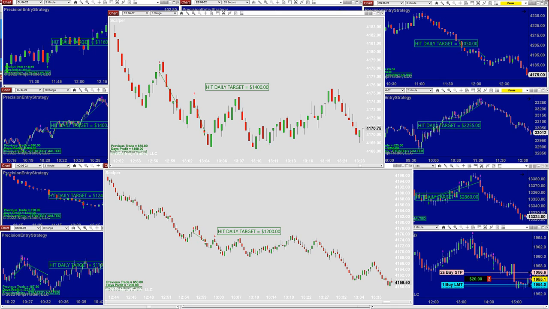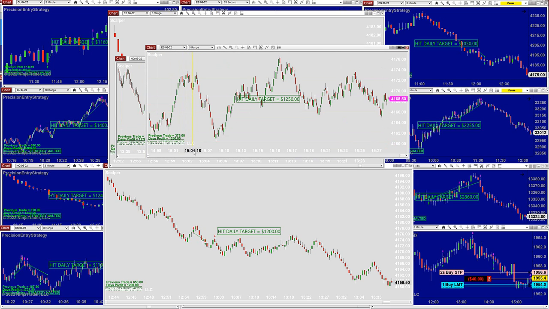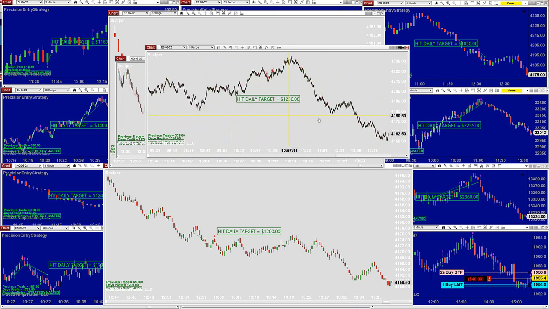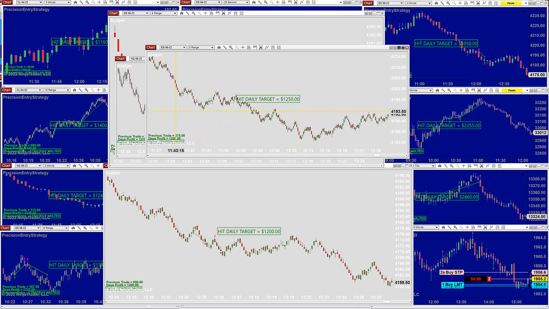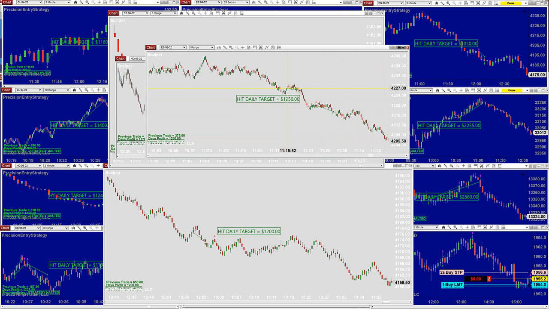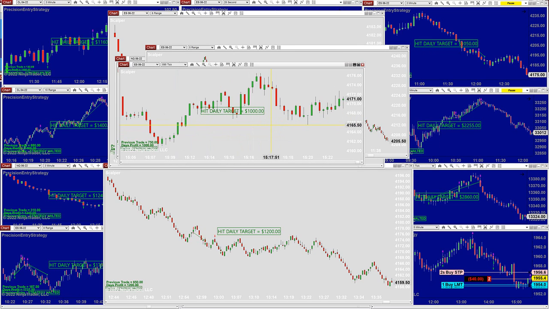On the Nasdaq 495, it did 1270. On the ES 5 range, it did 1250, and this is scalping. You can see where the trade is on the ES 595. It did 1000 on the CL.